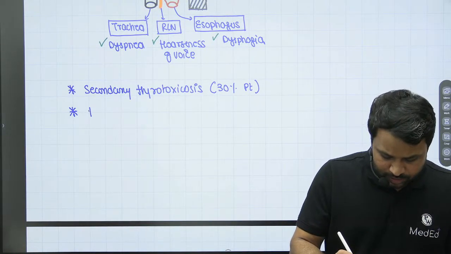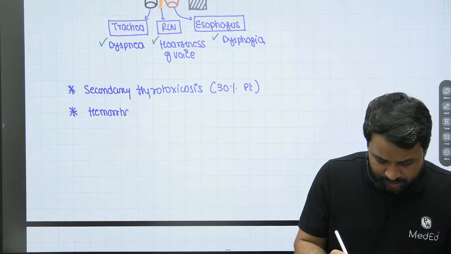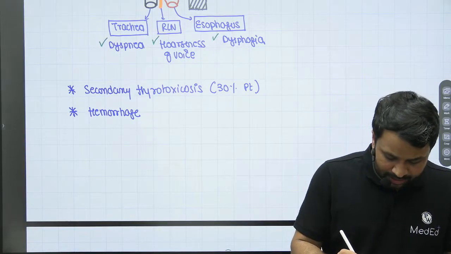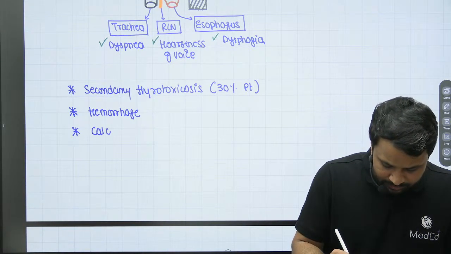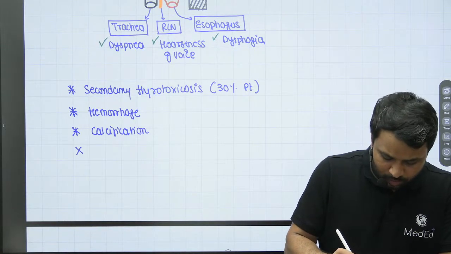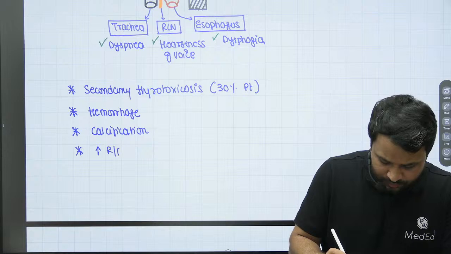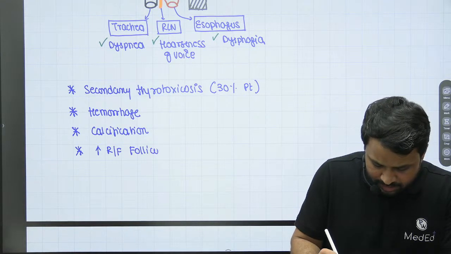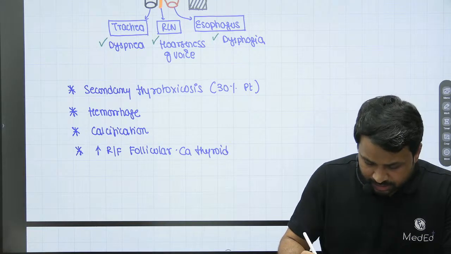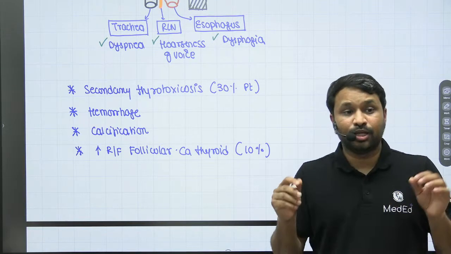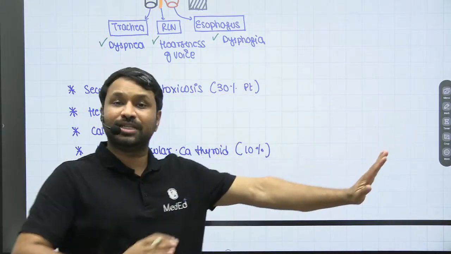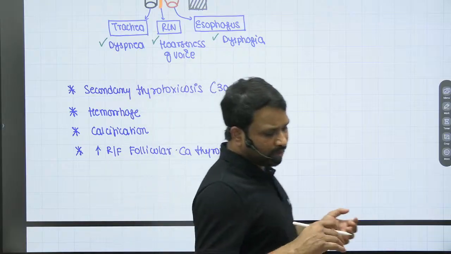Apart from that, we already spoke that intrafollicular hemorrhage, which can cause sudden increase in size as well as pain, can also be considered as a complication. It can result in calcification within the gland, but more importantly, it increases the risk for follicular cancer thyroid. Currently, the risk stands at 10%. That means those patients who have long-standing goiter which is left untreated, 10% of these patients have a higher risk of developing into follicular cancer thyroid.